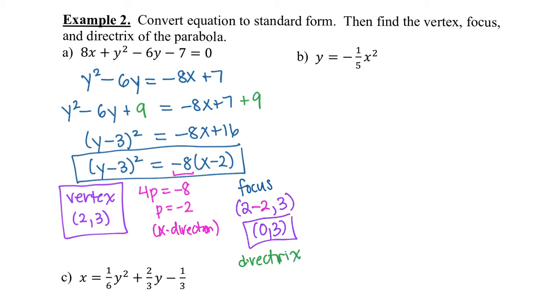Okay, since this is going in the x direction, my directrix is going to be x equals. I start from my vertex and go 2 minus the p-value. So 2 minus -2, and my directrix will be at x equals 4.